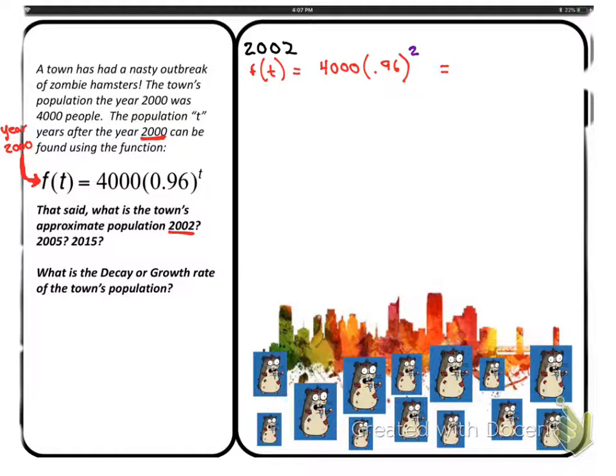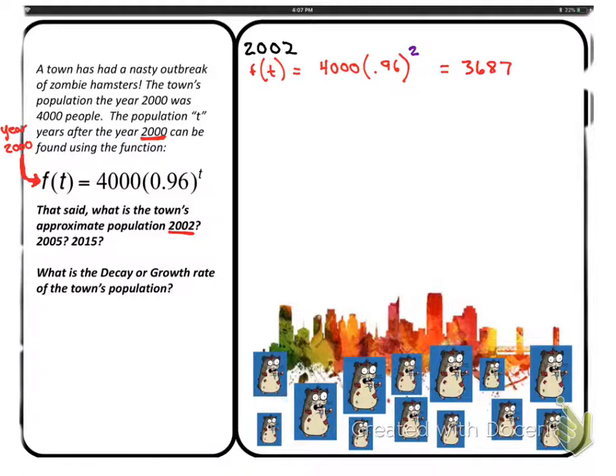gives me 3686.4. Okay, so just a quick thing. Anytime we're talking about something that has some kind of life, we can't have half a life. We can't have half a hamster. So we round it up to the next whole number. So instead of 3686, we put 3687. So in 2002, that's our population there, 3687.